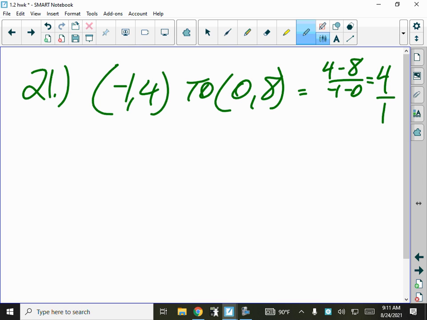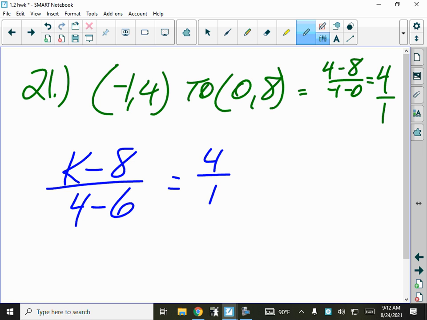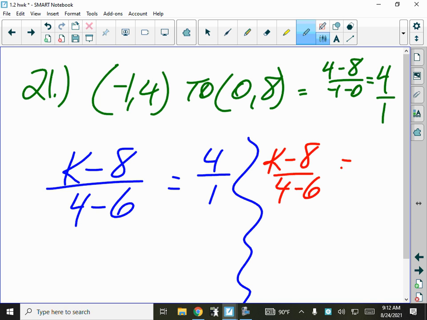Okay, so now I have the original points, which were 4, k and 6, 8. So then I'm going to say that k minus 8 over 4 minus 6 has to equal 4 over 1 for them to be parallel. And k minus 8 over 4 minus 6 has to equal negative 1/4 for it to be perpendicular. Maybe one of you guys forgot the negative symbol on that part. Yeah, okay. So here goes the work.